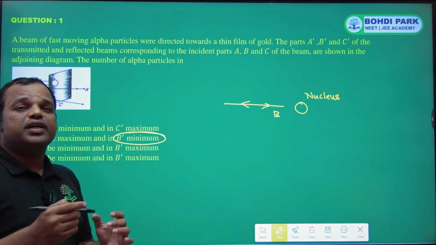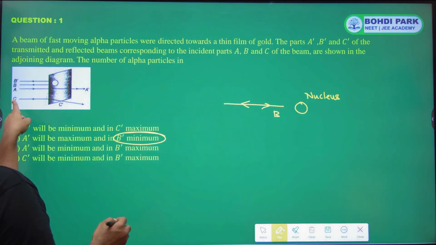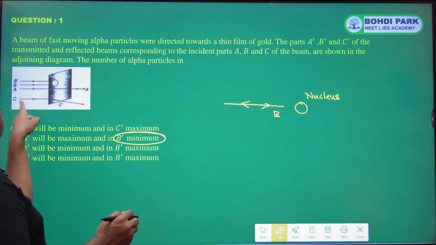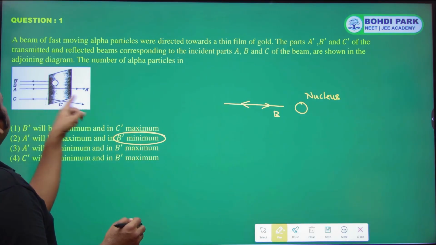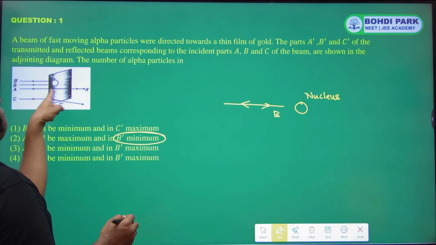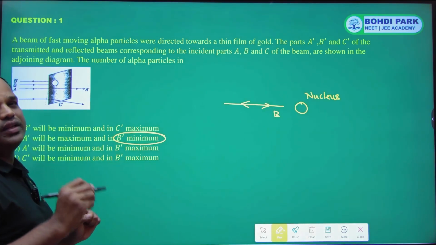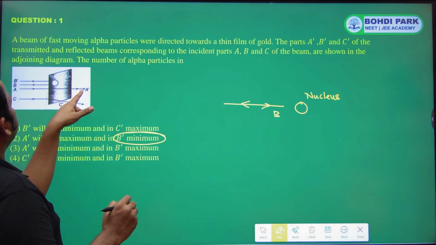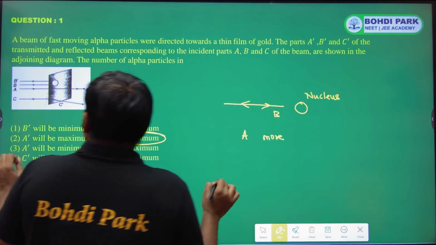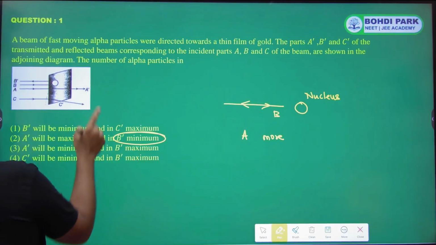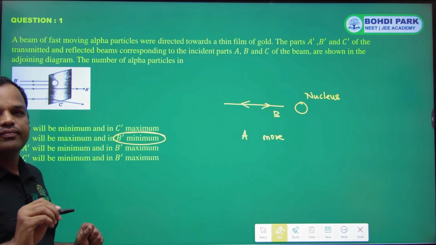And most of the alpha particles go undeviated. As you can see, beam C is going very far from the nucleus, so it is almost undeviated. Or we can see A also is almost undeviated. So those which go undeviated are more in number. So A' will be more. So A' is maximum and B' is minimum. Next question.